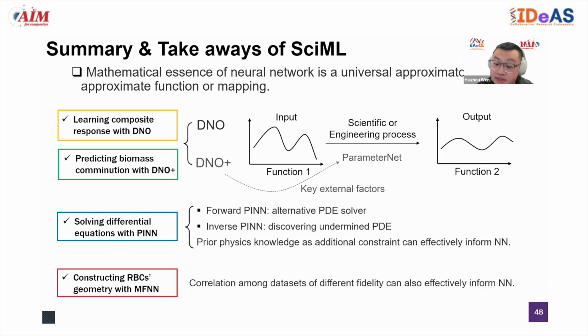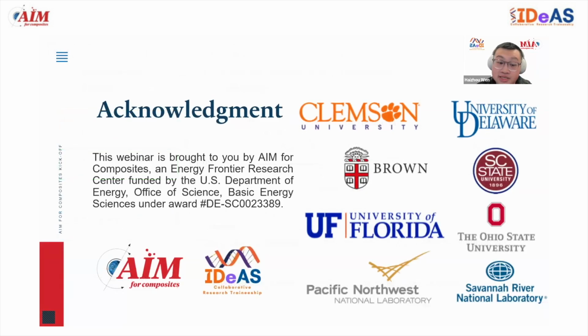The PINN is also very powerful in solving PDEs and inversely discovering undetermined PDEs. It gave us a hint that we should always look for the process constants or provide additional physical information for our NN model. Finally, the MFNN, as I mentioned, gave us a hint that we should use the correlation among datasets to enhance our surrogate model. So that's all the content I want to share today.